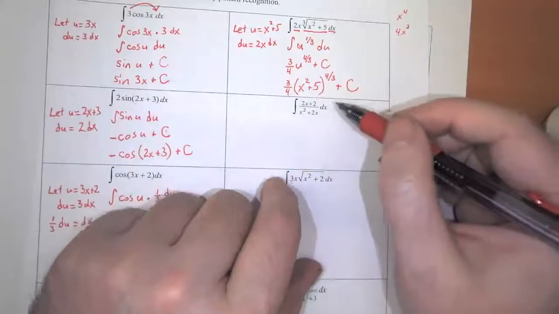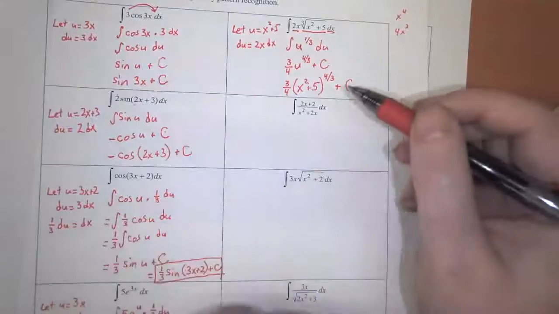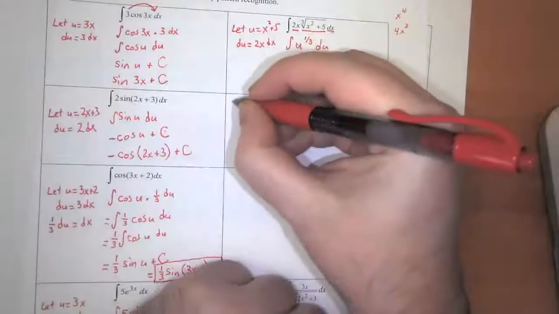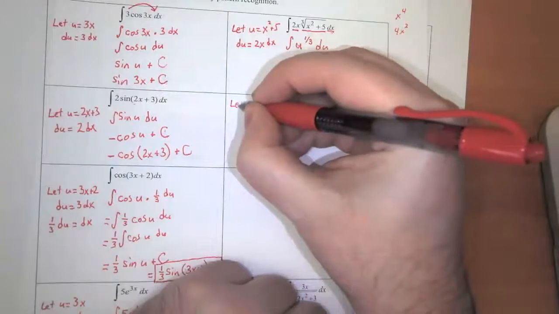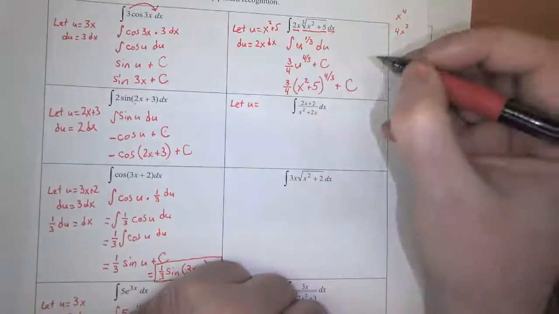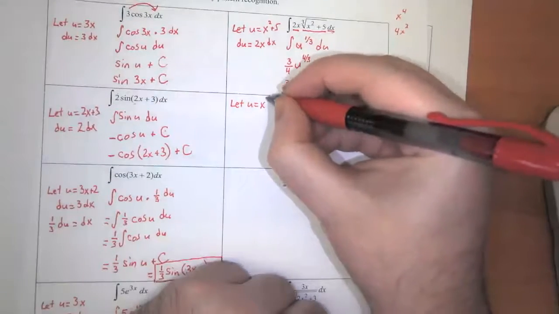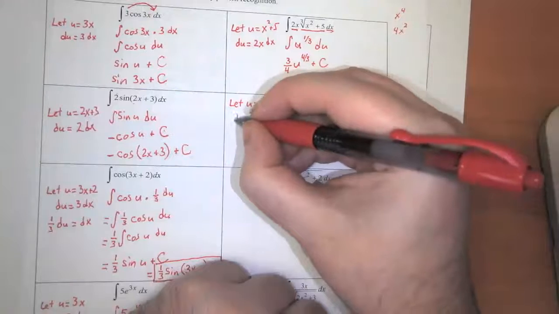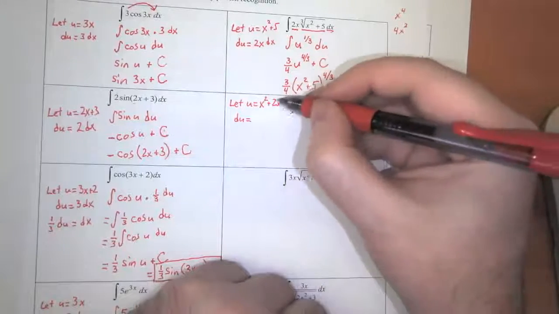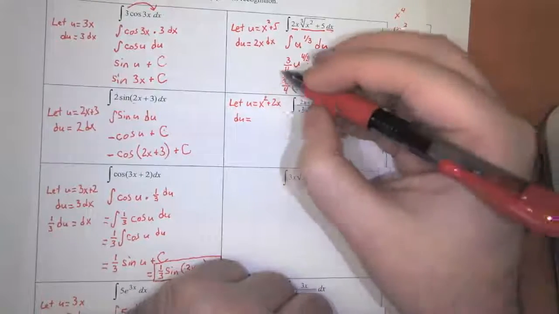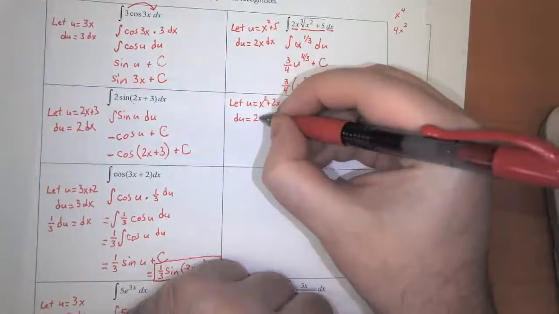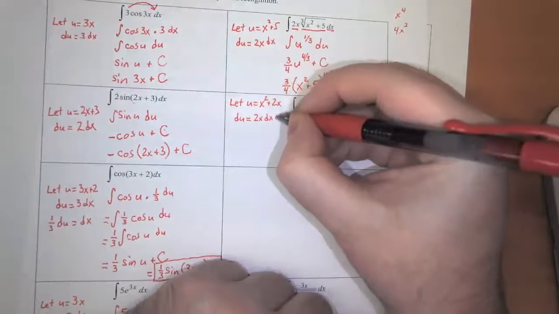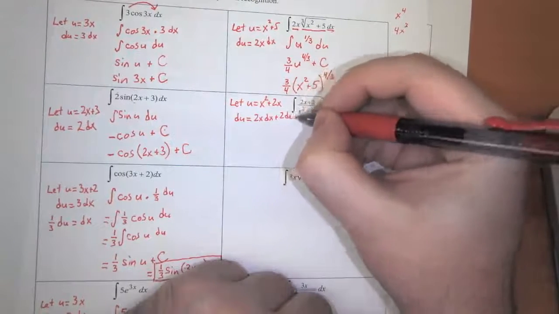So that gives me an idea. Aha, let's take a look at our friend U substitution and see what happens. So we're going to let u be equal to x squared plus 2x. And so du is equal to, I'm going to take the derivative or the differential of each one of these terms. So that's going to be 2x dx plus 2 dx.